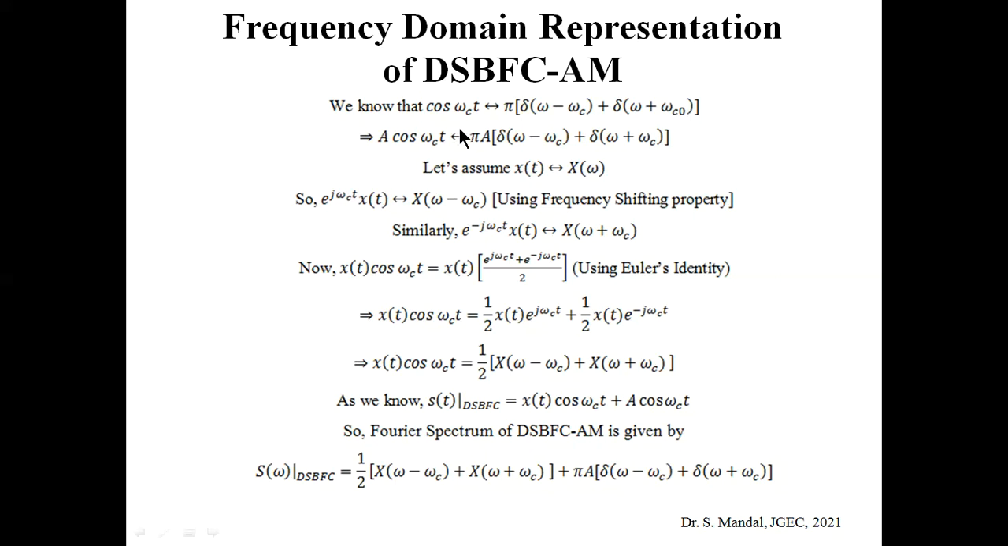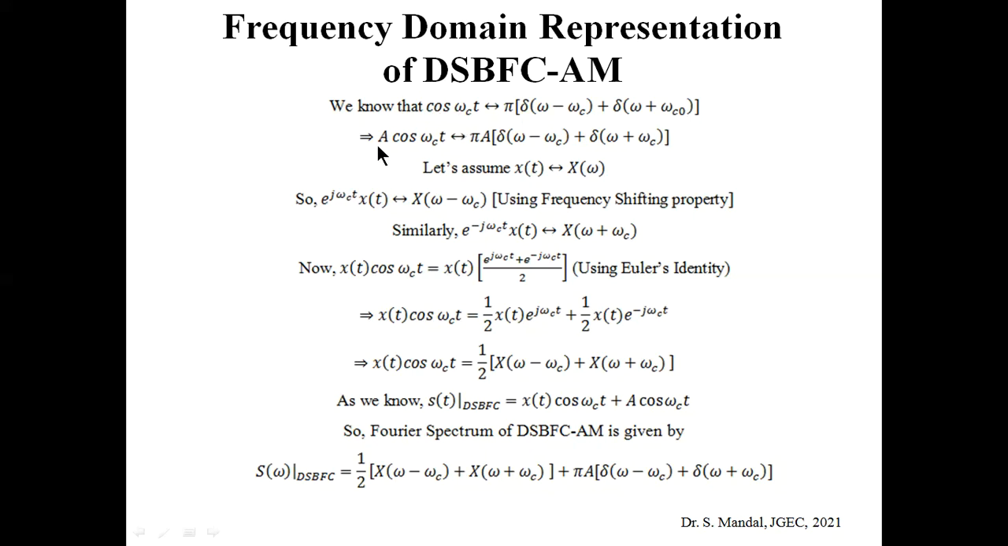Now let's revise that the Fourier transform of cos omega ct can be written as pi times delta of omega minus omega c plus delta of omega plus omega c. What is delta? Delta means impulse function. So the Fourier transform of cos omega ct is nothing but two impulses located at plus omega c and minus omega c with amplitude of pi. That is the Fourier transform of cos omega ct. It was already discussed in the earlier classes.